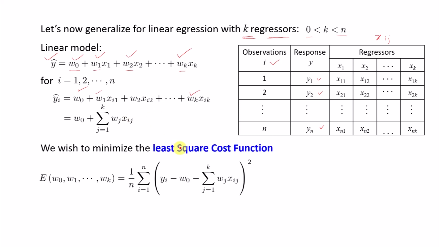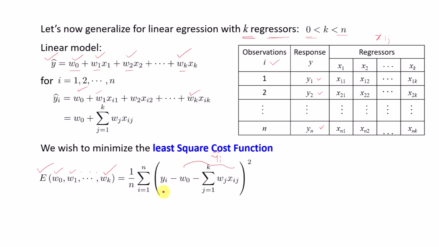Therefore, we are interested now to minimize the least square cost function. Here the least square cost function E will depend on w0, w1, etc., all the way up to wk, k plus 1 independent variables, and this is again 1 by n summation of yi minus y hat i, whole square. This is my y hat i, this part, whole square of that.